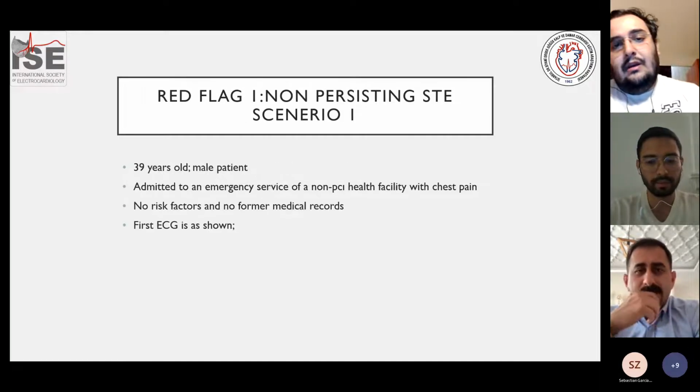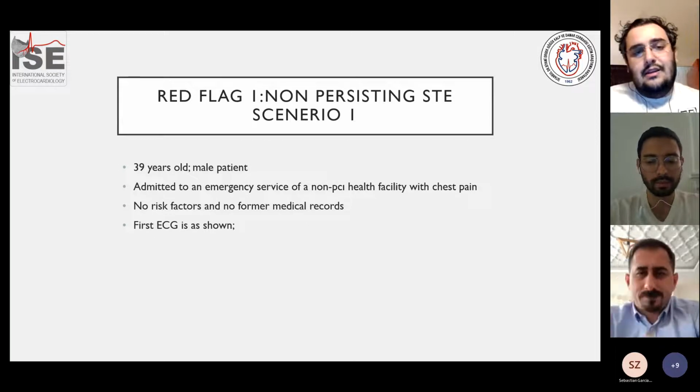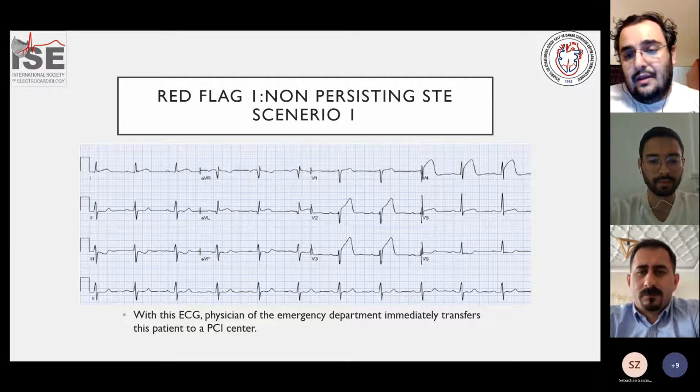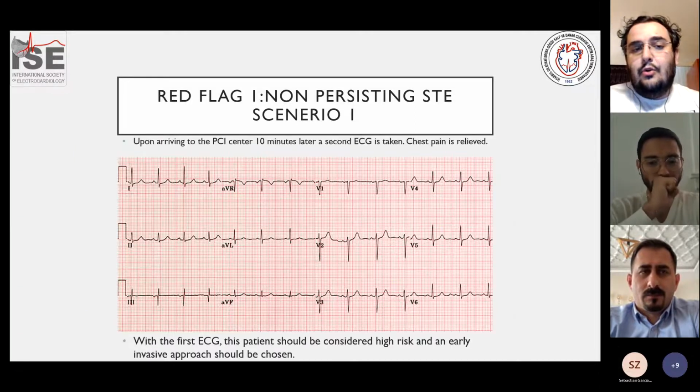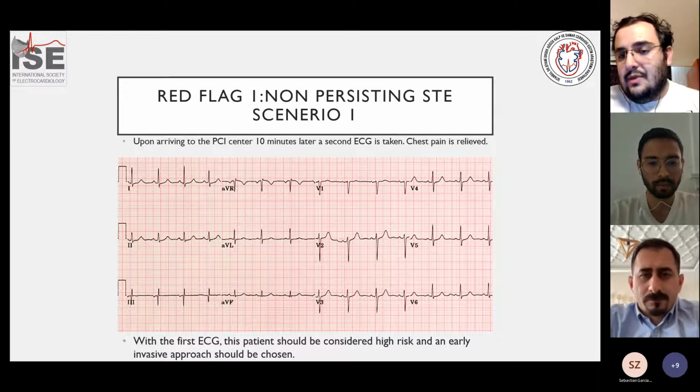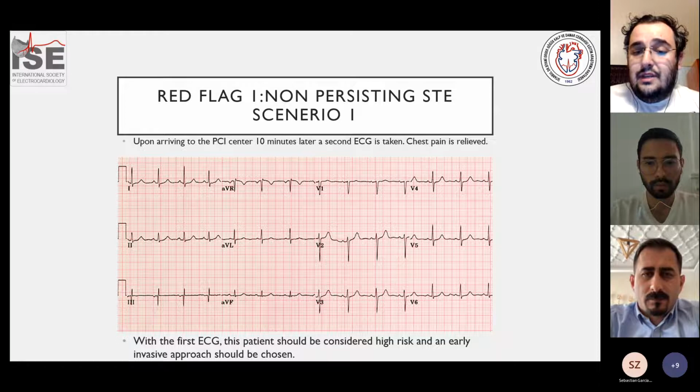First scenario is that a 39-year-old male patient comes to an emergency service of a non-PCI health facility with chest pain, no risk factors, no formal medical records, and first ECG is like this. This is clearly an ST segment elevated anterior MI. With this ECG, the physician of the emergency department immediately transfers this patient to a PCI center. But upon arriving to the PCI center, as you can see, there is a normal ECG and chest pain is also relieved. In this scenario, this patient should be considered a high-risk patient and an early invasive approach should be chosen.